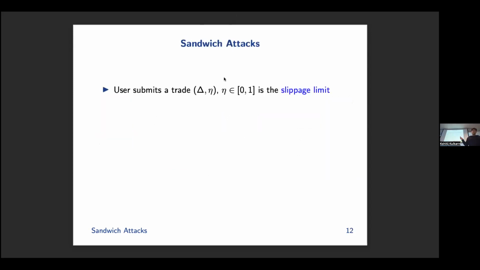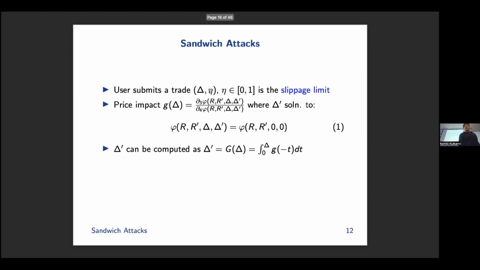And so, concretely, as a result of this uncertainty in the transaction ordering, the user is going to submit a trade, which is going to be delta, a number, to the exchange, but they're going to submit one additional parameter. They're going to submit what's called a slippage limit. This is eta, little eta, which effectively characterizes the worst case price impact that I'm willing to take as a user.